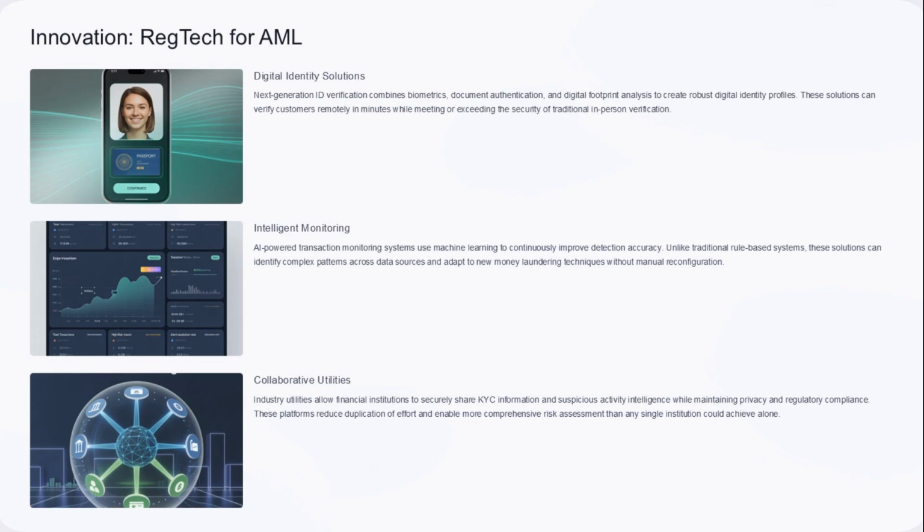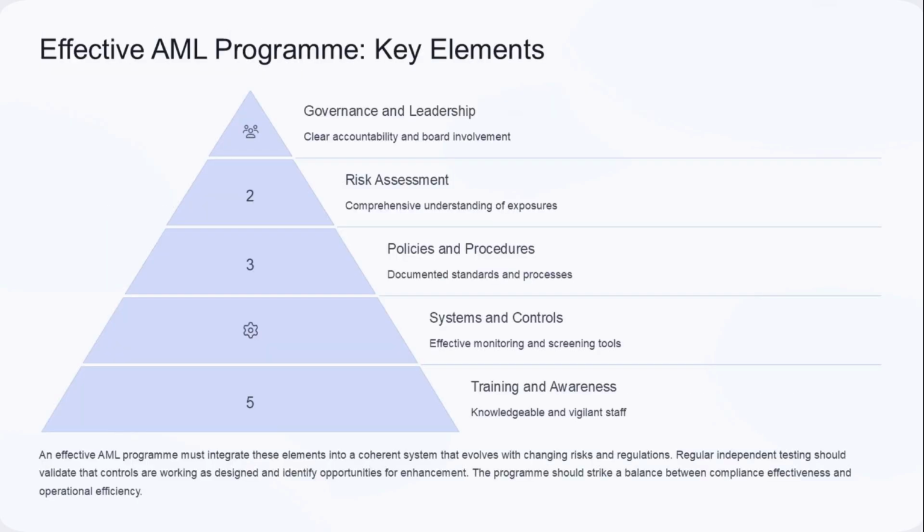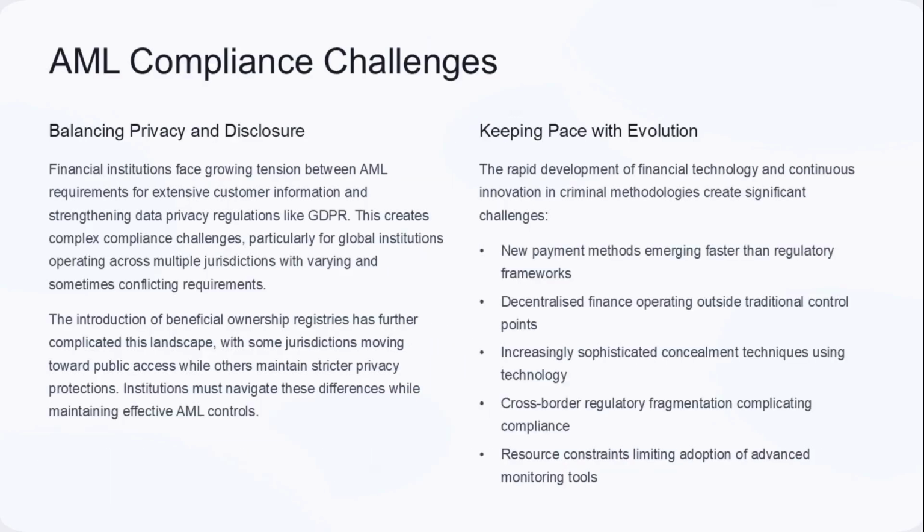An effective AML program integrates governance, risk assessment, policies, systems, and training into a cohesive strategy. This approach ensures compliance while adapting to evolving risks, balancing enforcement with operational efficiency. AML compliance faces challenges in balancing privacy with disclosure and keeping pace with rapid technological evolution. Financial institutions must navigate complex regulations and adopt advanced monitoring tools to maintain effective controls while addressing customer privacy concerns.